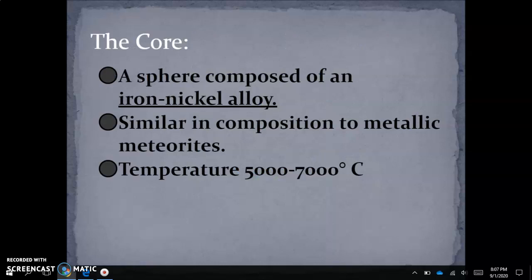The next layer that we're going to talk about is the core, and this is a sphere composed of an iron-nickel alloy. It's similar in composition to metallic meteorites, and the temperatures range from 5 to 7,000 degrees Celsius. That is hot, hot, hot, hot. We would not be able to drill to the center of the earth, and we as humans go down there because our bodies are just not made to withstand that type of temperature.